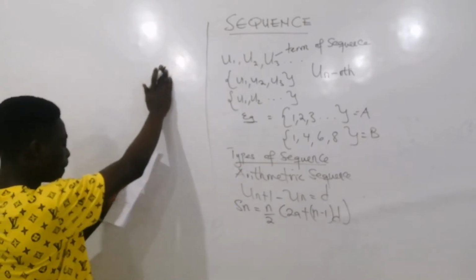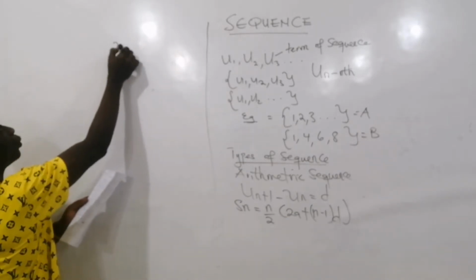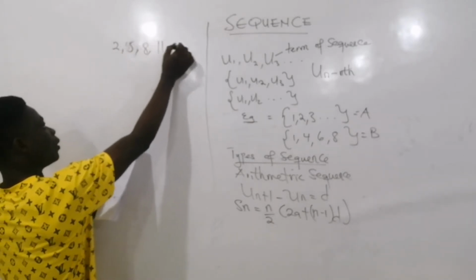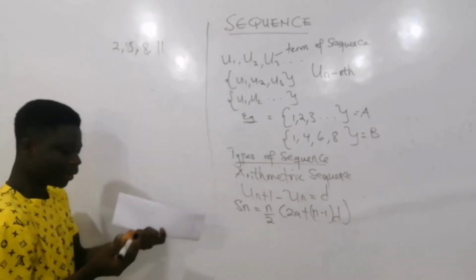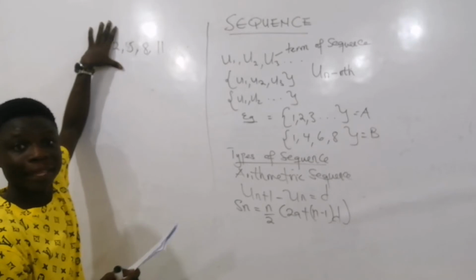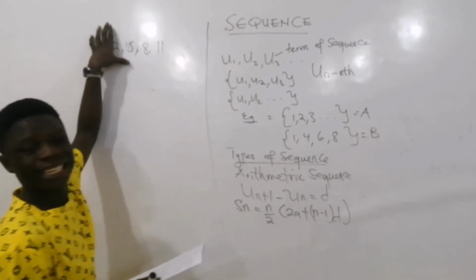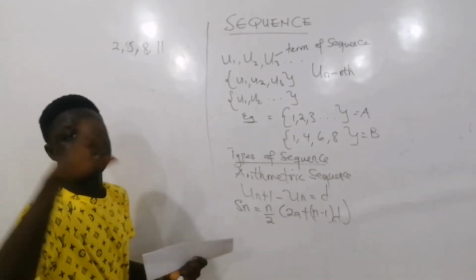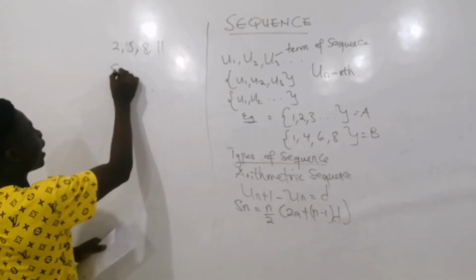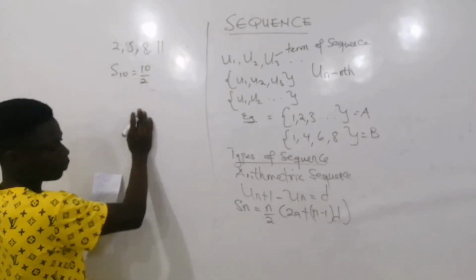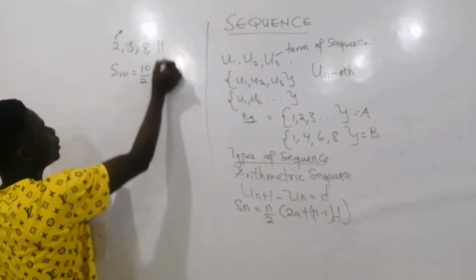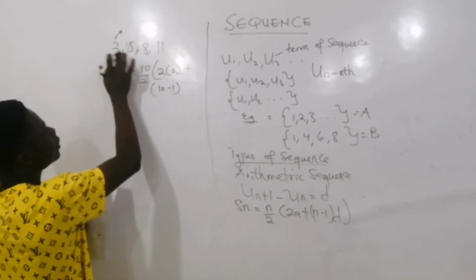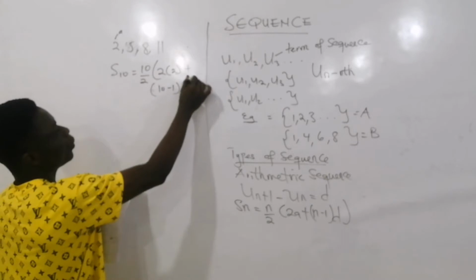We have an example, which is 2, 5, 8, 11, and we are supposed to find the sum of the first 10 terms of this sequence. This is an infinite sequence. So what you do now is take the formula, n over 2. What are you finding? The 10th term. So that would be S10 is equal to 10 over 2 times 2 times the first term, which is a, which is 2, plus 10 minus 1. What's the common difference? Subtract this from this, which is 3. So this is it.